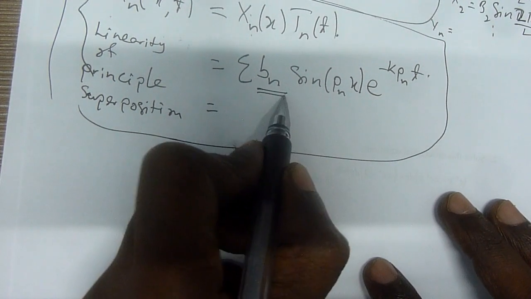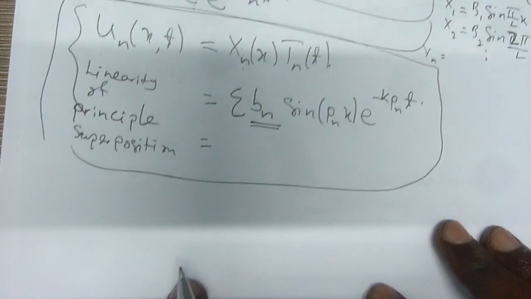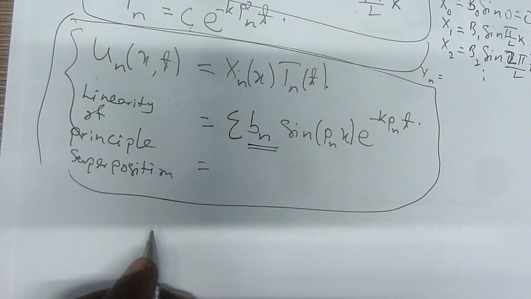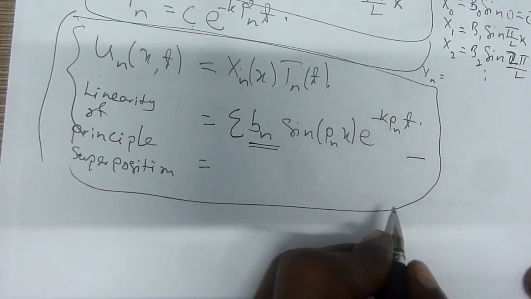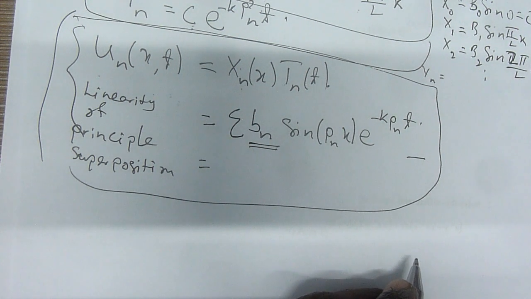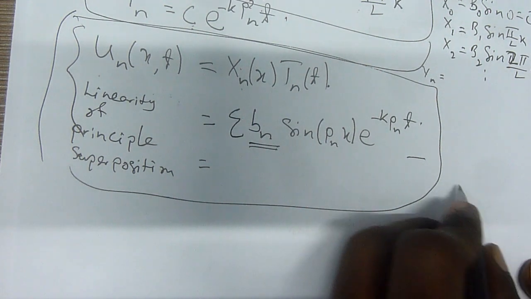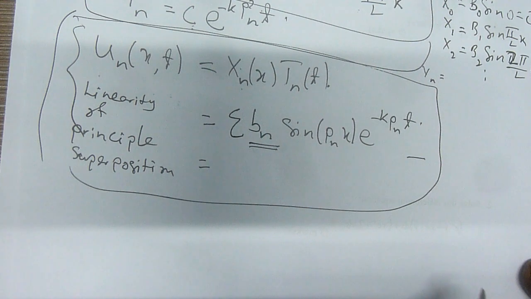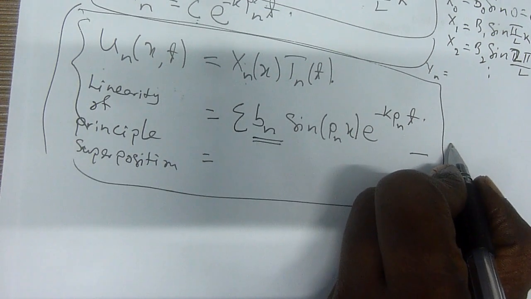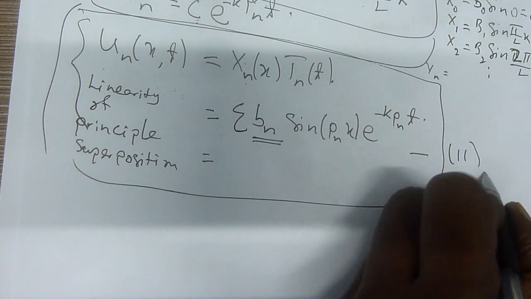We need to find out the Bn. What is the way to find out the Bn? How long do you have? I have 30 minutes. I call this number, I forgot, number 10? Okay, I call this number 11, maybe I call this 11 as the solution.